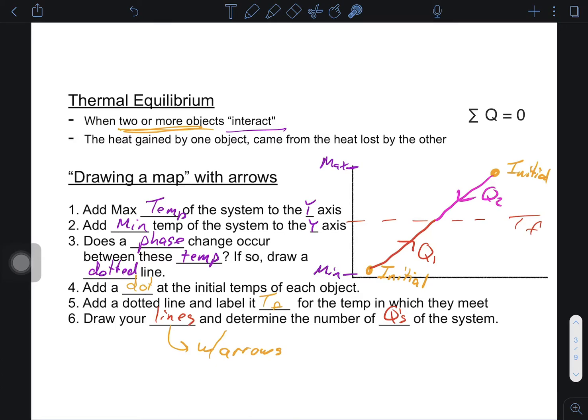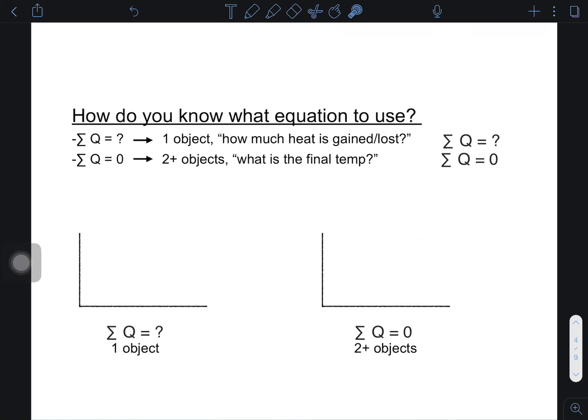And that's how we draw a map. That's really the whole entire focus of this part's lesson. Now, some of you may be saying, well, what's the difference? So we have two different equations. This is the equation we have been using, the sum of all my Q's is equal to question mark, and we've been solving for that question mark. Now, what we've been asking is how much heat is gained or lost. But this time, what we're going to be saying is what is the final temp of two or more objects. So that's really the key here. Is it one object, or is it two or more?